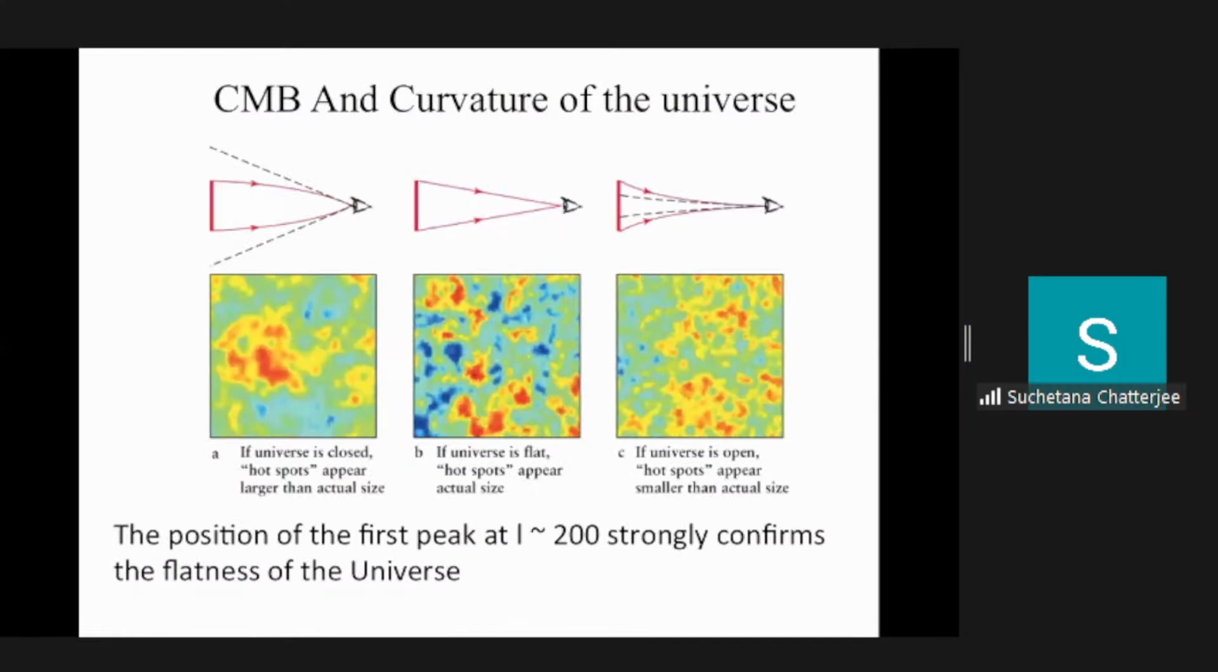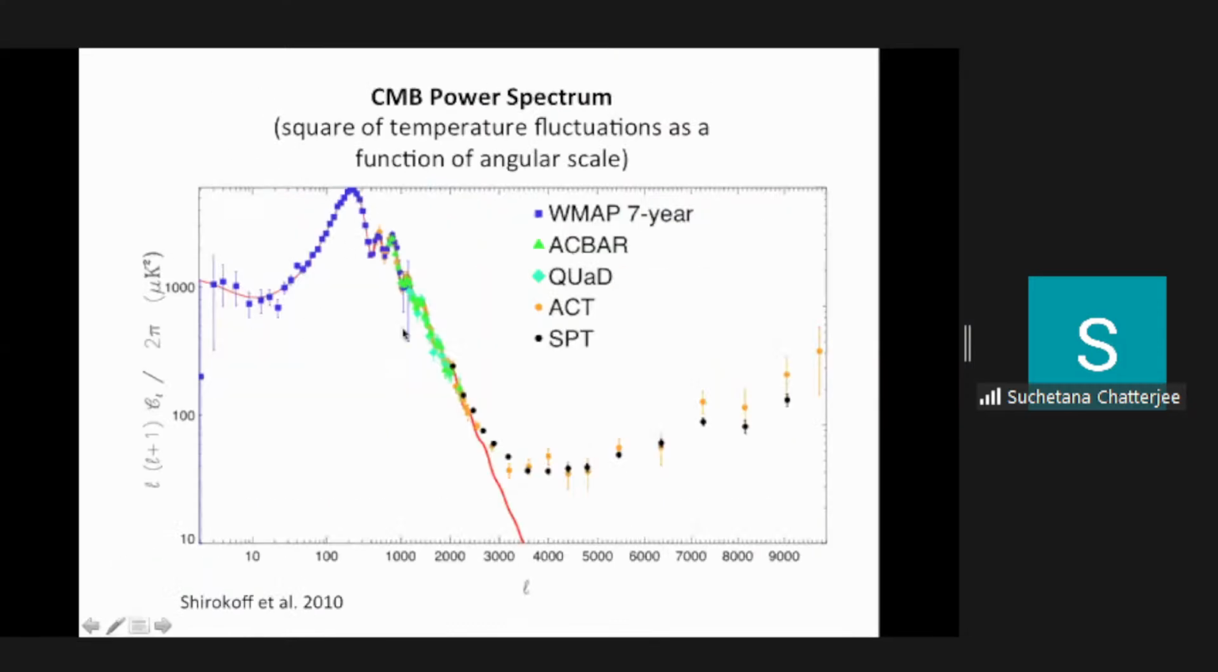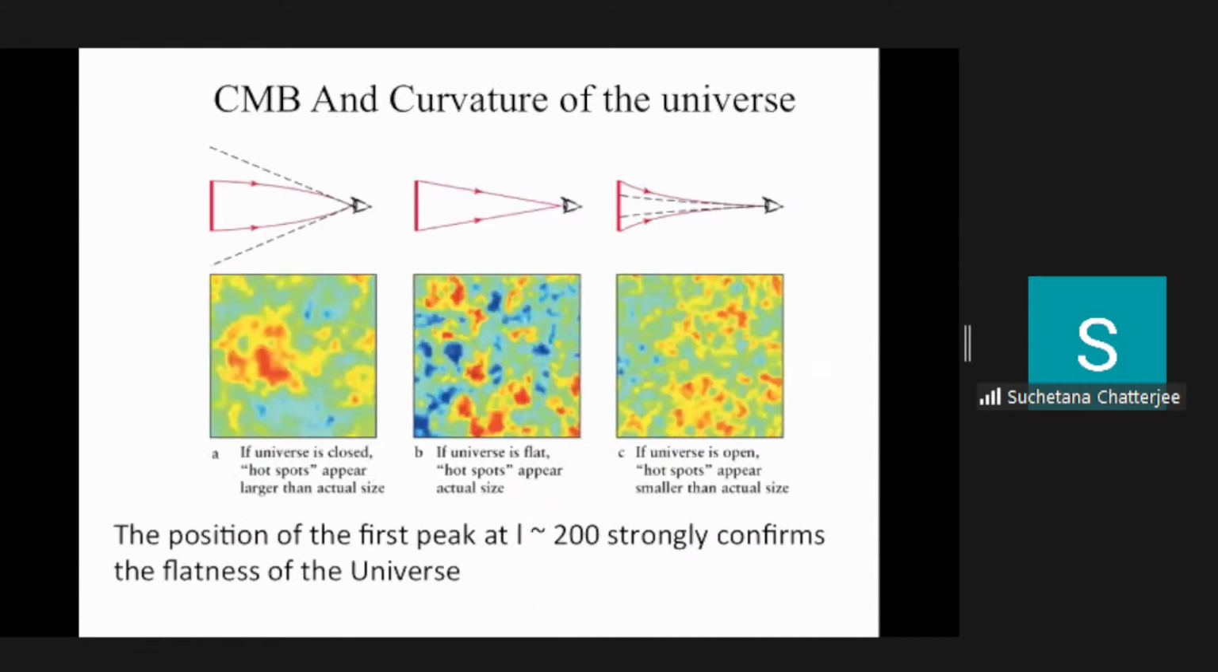So as I said, if I look at these fluctuations, the statistics of temperature fluctuation, we are fitting a very, very complicated model. As you can see, it has to fit a lot of features. It has to fit the peaks, the troughs, the flat part, the exponential fall. That means this model has lots of features that are related to the content and evolution and the geometry, etc. of the universe. So I'll give you one example of what we can learn from the power spectrum of temperature fluctuations. And this is CMB and the curvature of the universe.